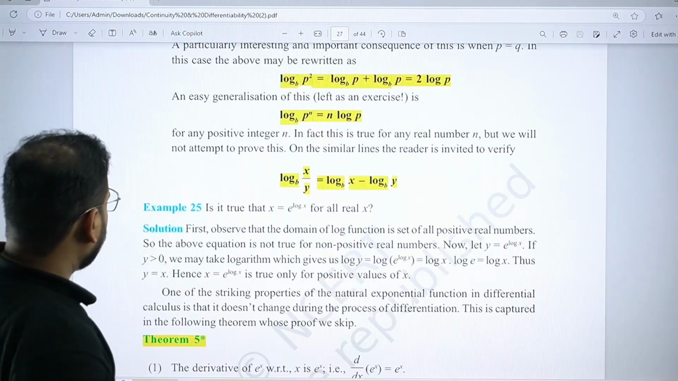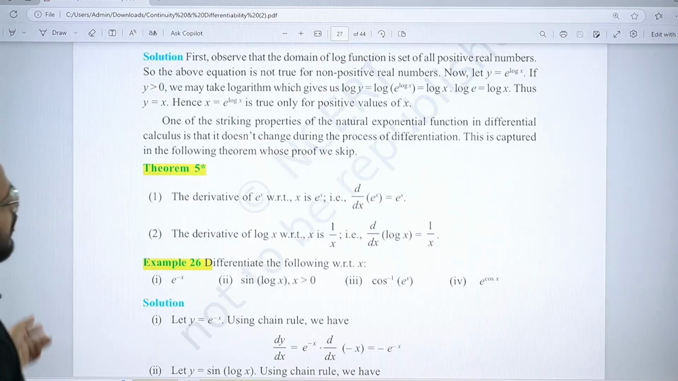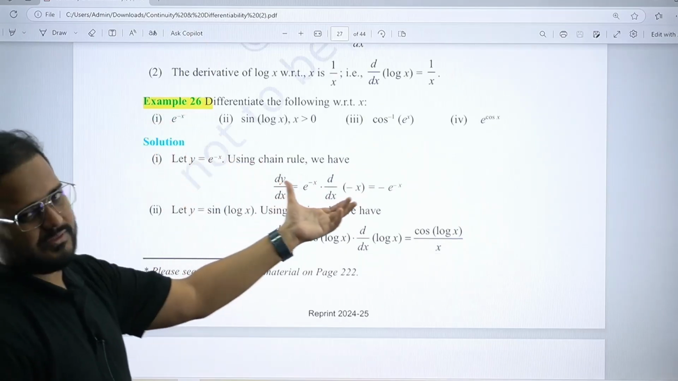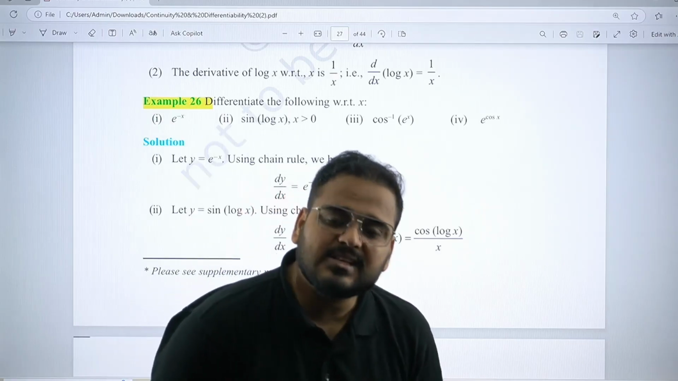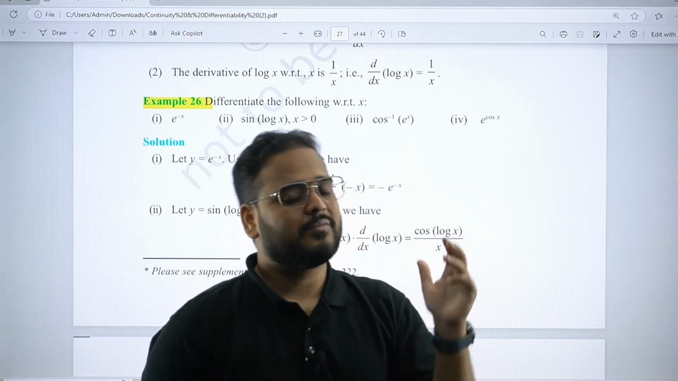Again, theorem number 5 we have, sir, differentiation of exponential function and log function. Very, very simple problems are there. Just go through it once. I know it's very simple, very silly as well, but please, bachcha, anyway, go through it to have an understanding of the definition of both these functions.